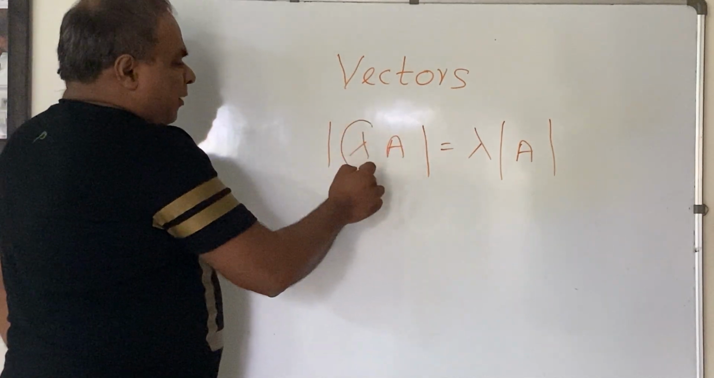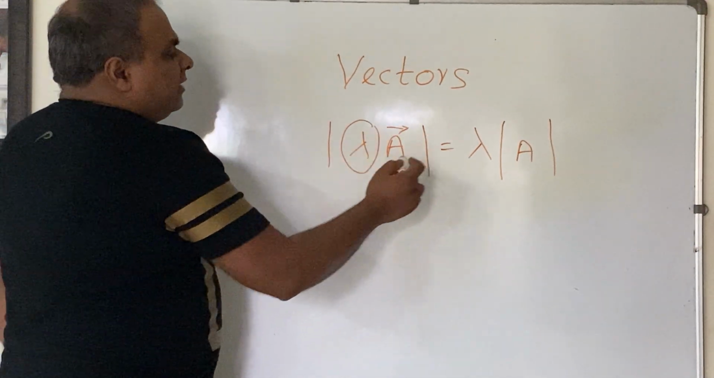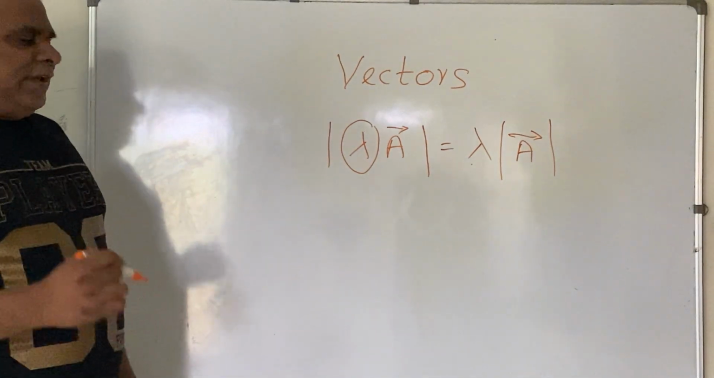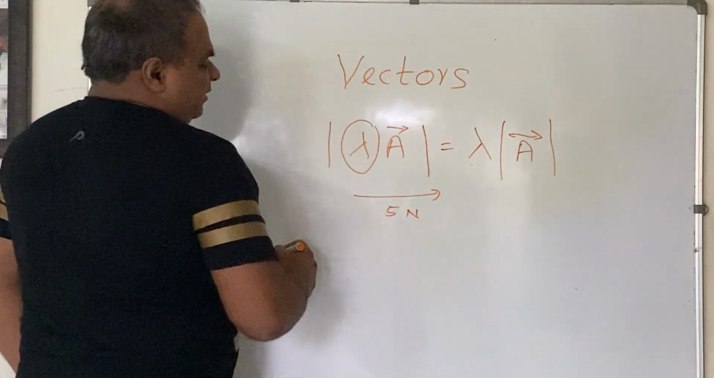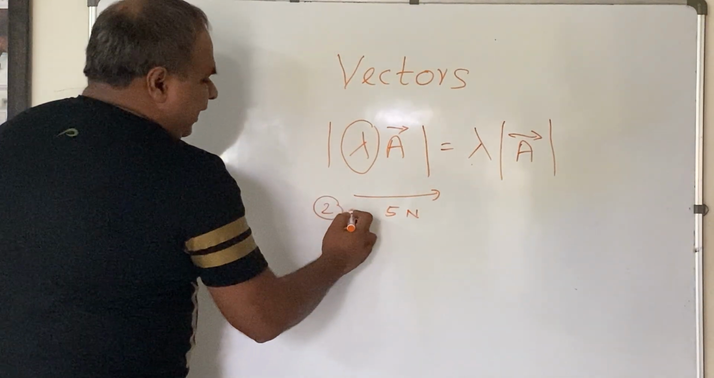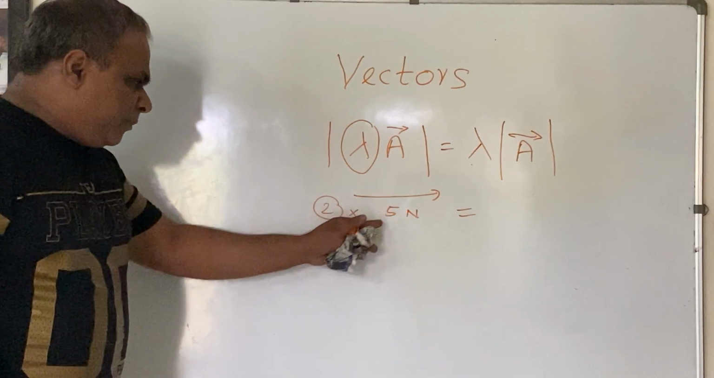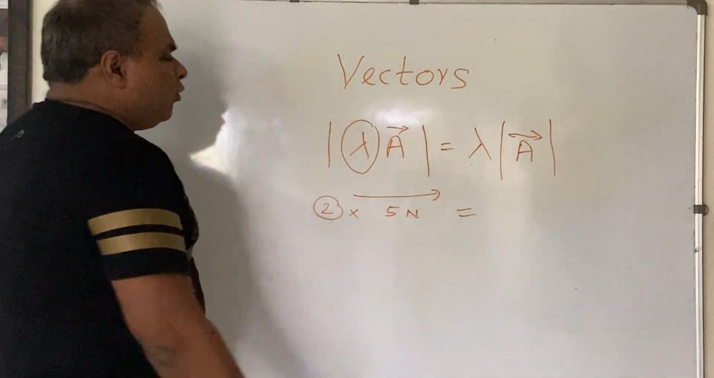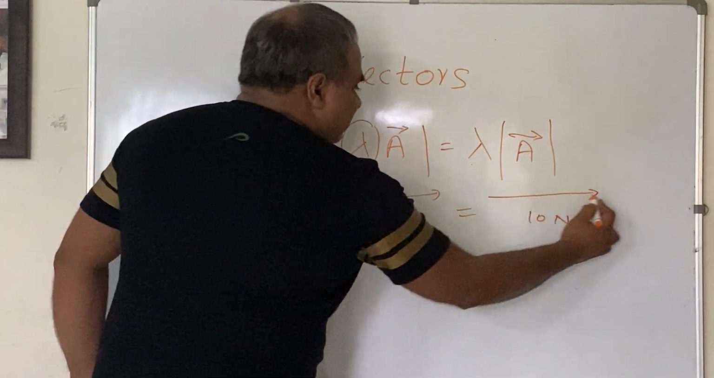Here the scalar is lambda. We are multiplying vector A with a scalar lambda, then the result is lambda into the modulus of vector A. For example, if you have a 5 Newton force in this direction, and you are multiplying this 5 Newton, which is a vector, with a scalar, say 2, then you will get the resultant as 10 Newton, 5 into 2, in the same direction.